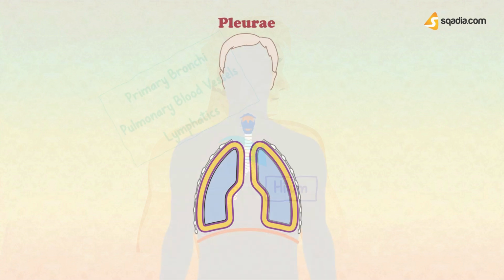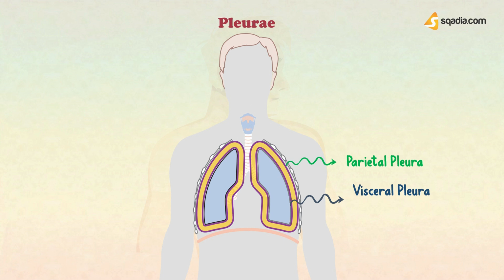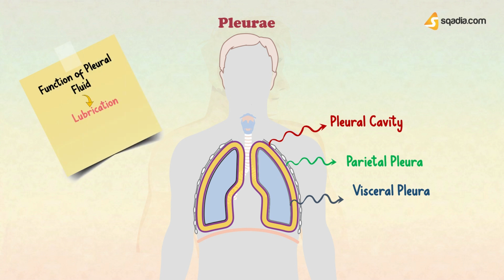Now, the lungs are covered by a thin serous membrane, the visceral pleura, continuous with the parietal pleura that lines the entire thoracic cavity. The space between the visceral and parietal pleurae is called the pleural cavity, containing pleural fluid that serves 2 purposes. One of them is lubrication, because lubricating the pleural surfaces allows the 2 surfaces to glide painlessly against each other as the lungs expand and contract.